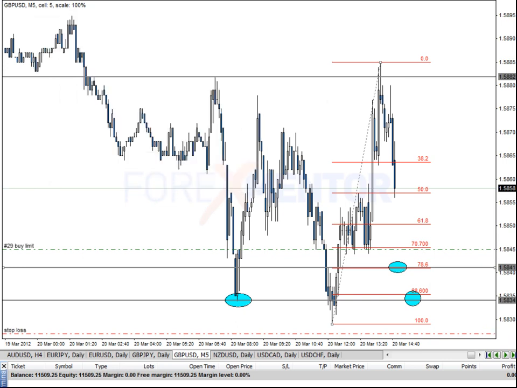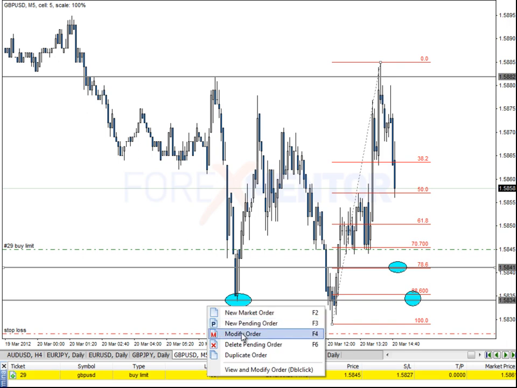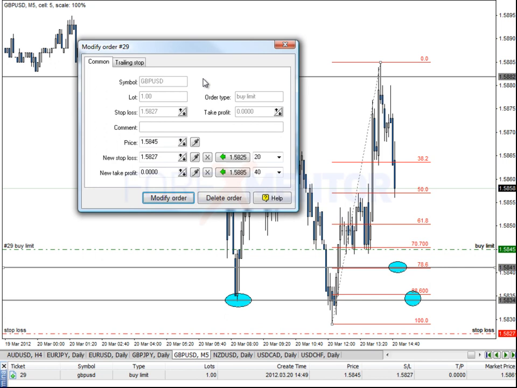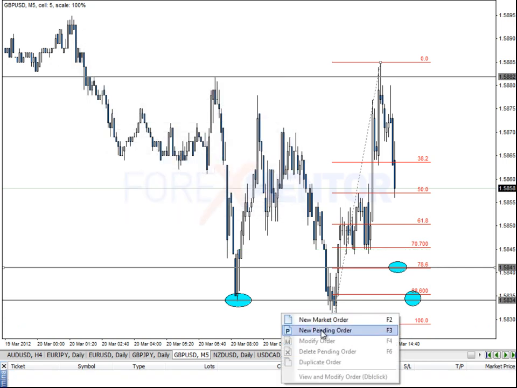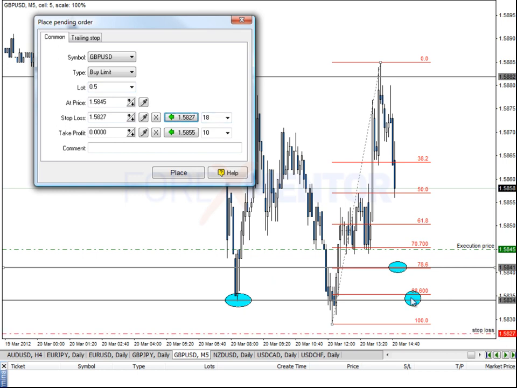Place that in there. Now what we can also do is, actually we can halve this. Let's halve this position here. If it'll let me, no, it won't. Okay, so I'll tell you what we'll do. We'll put in half a position at 58.45 with an 18 pip stop. Okay, so half the position we'll look at around that 79 level.